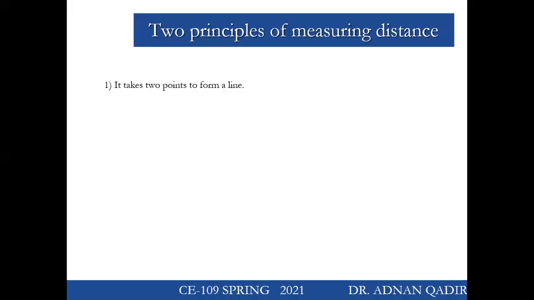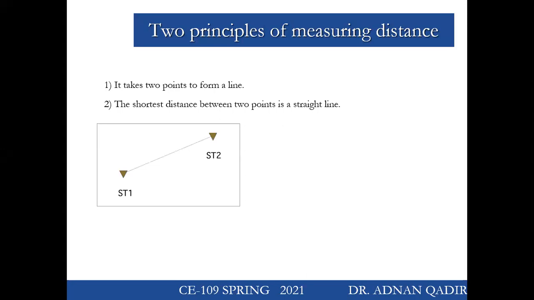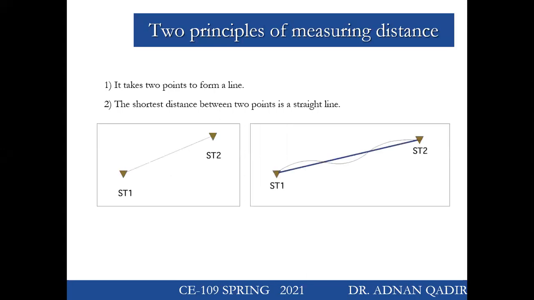Whatever method you use, you apply two principles of measuring distance. We all know that to form a line, we need to take at least 2 points. The second principle is that the shortest distance between 2 points is a straight line. So even if the ground is not as you desired, you always take the shortest distance.